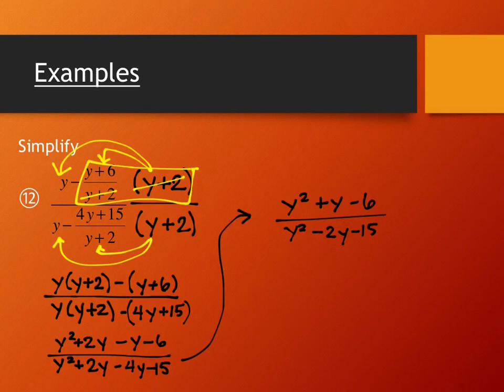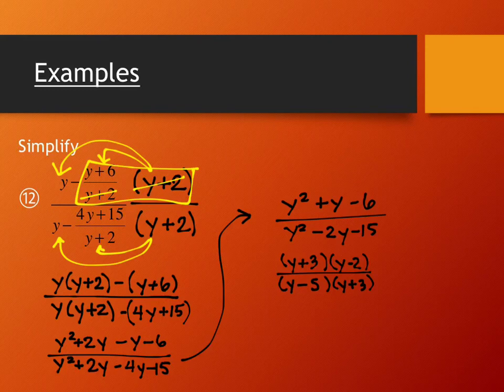Again, the factoring for this one's really nice because we have coefficients of 1 in front of y squared. So the top one is y and y. And I need two numbers that multiply to negative 6 and add to 1. Positive 3, negative 2. In the denominator, negative 5 and positive 3. They multiply to negative 15 and add to negative 2.